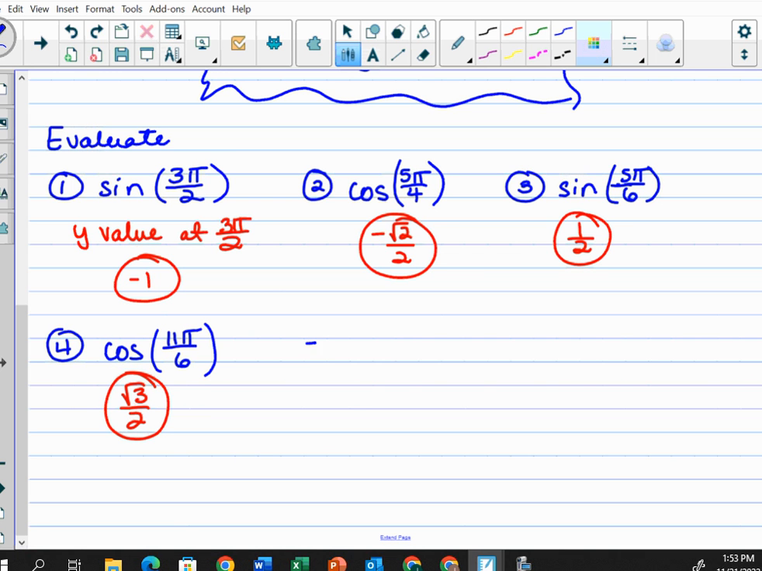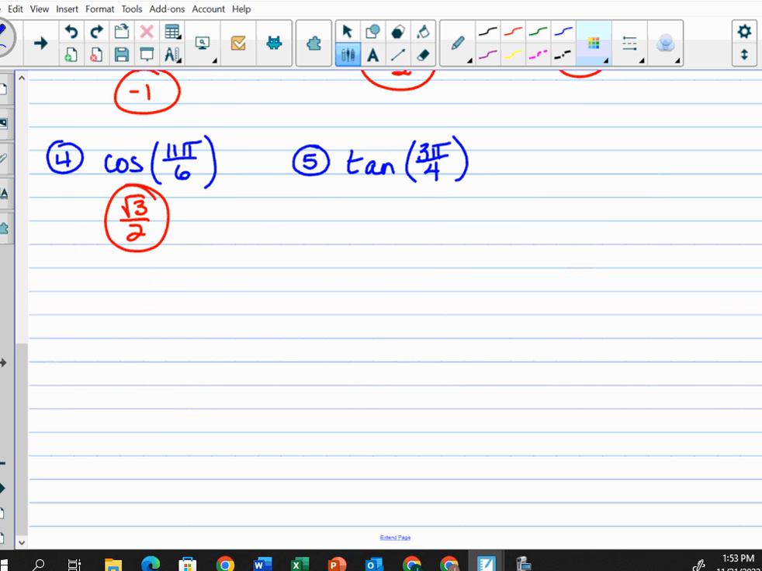Let's try tangent. And cosecant and secant and cotangent. We'll do 9 questions, okay? All the way down to the bottom. All right, let's go through this one together. Guys, up here.